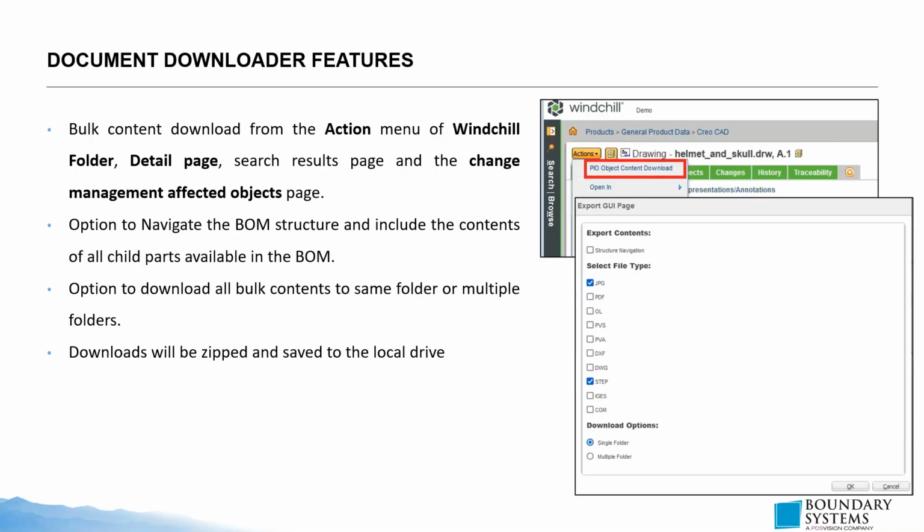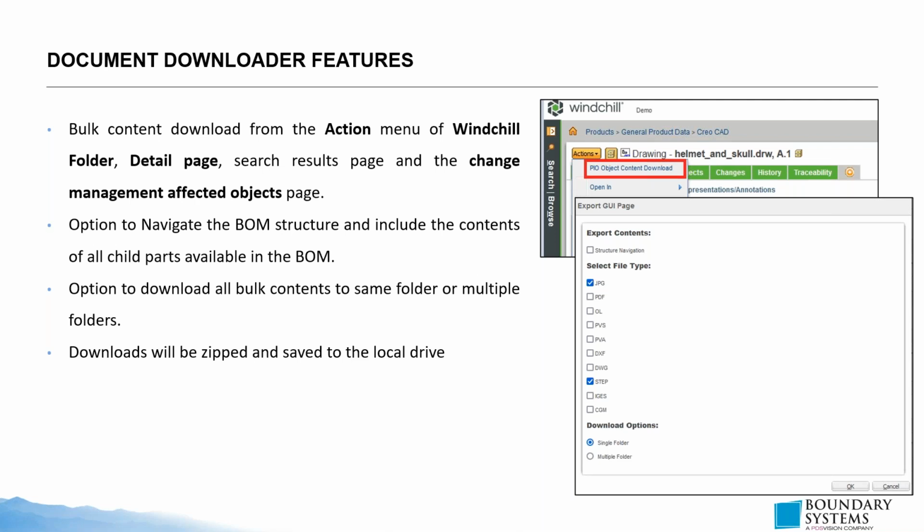Then there's a couple of features on here. To run the tool, you run it from the Actions drop-down menu in Windchill. This could be from any object's details page. It can also be from the folder view in Windchill. The nice thing with the folder view is that you can select multiple objects that you need to download secondary content for, and then by just a single action, you're able to download multiple files. And again, it could be from a search.